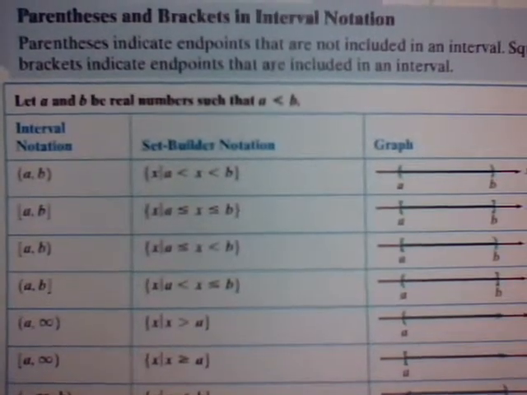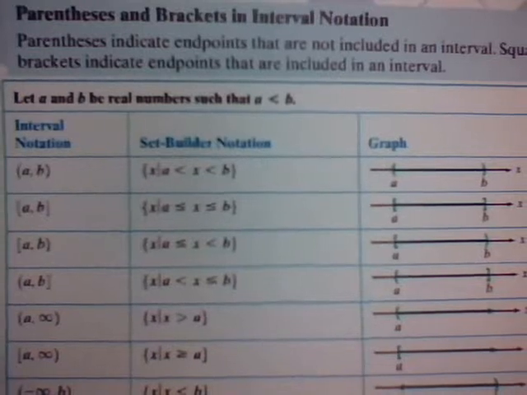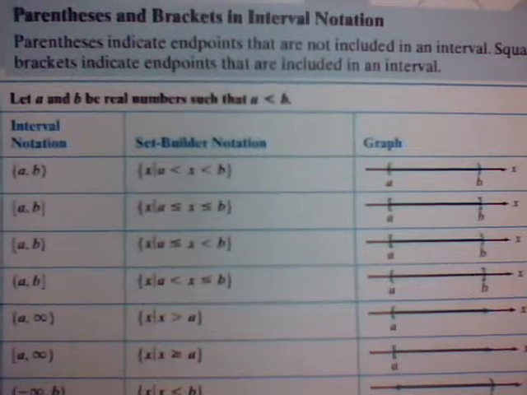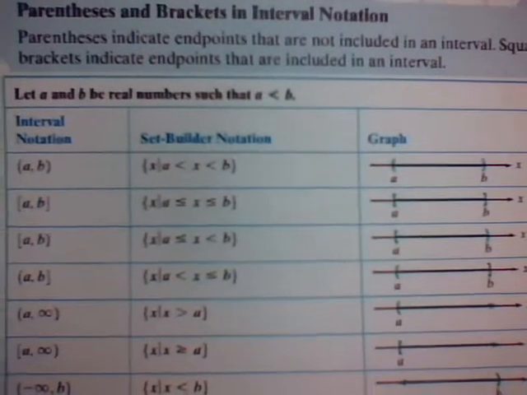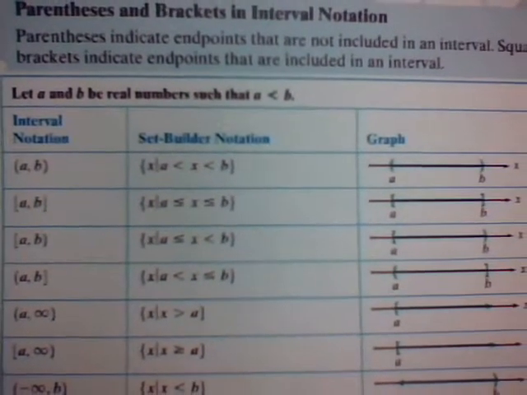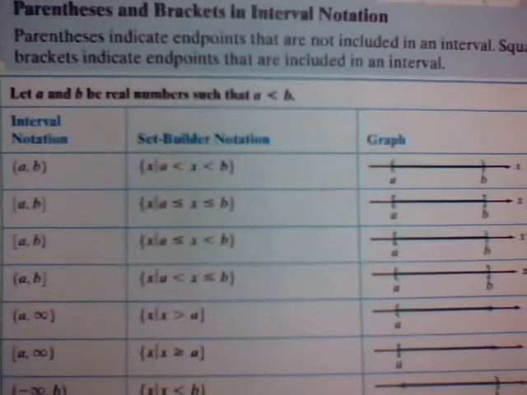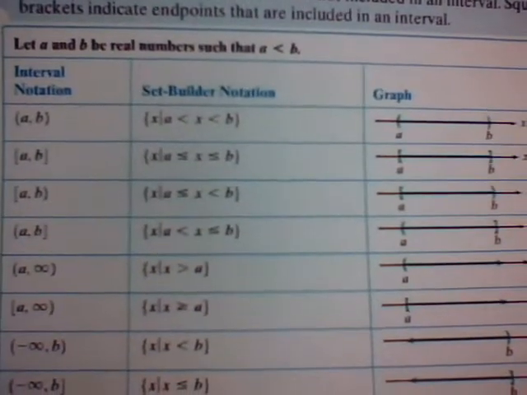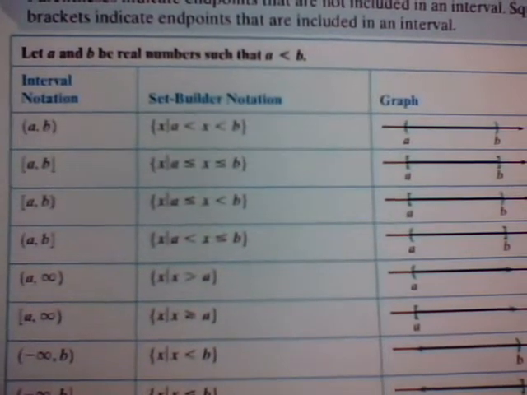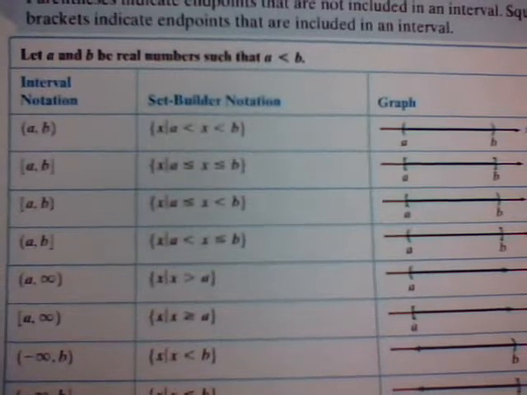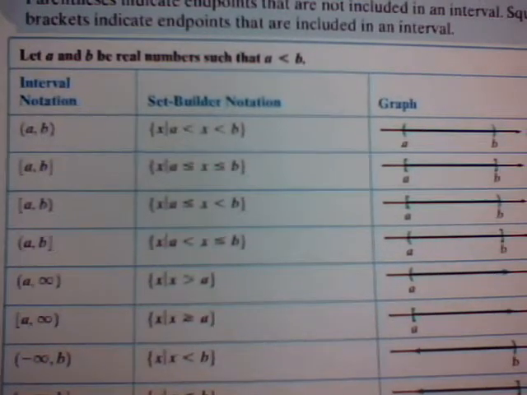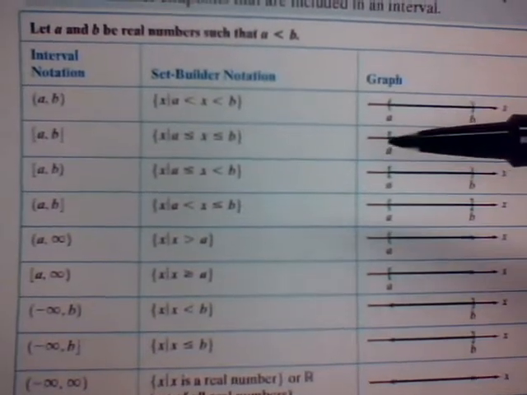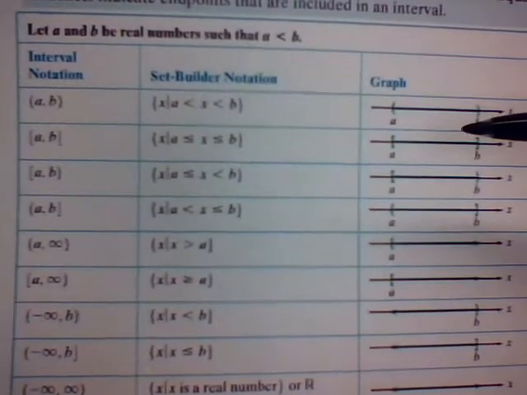That first one is from a to b, where a and b are not included. That's the set of all x values such that x is greater than a and less than b. So you use open parentheses for the a and the b, and then shade in between. And then the next one, [a, b]. That's the set of all x such that x is greater than or equal to a and less than or equal to b. You'll use square brackets at a and b and shade in between.